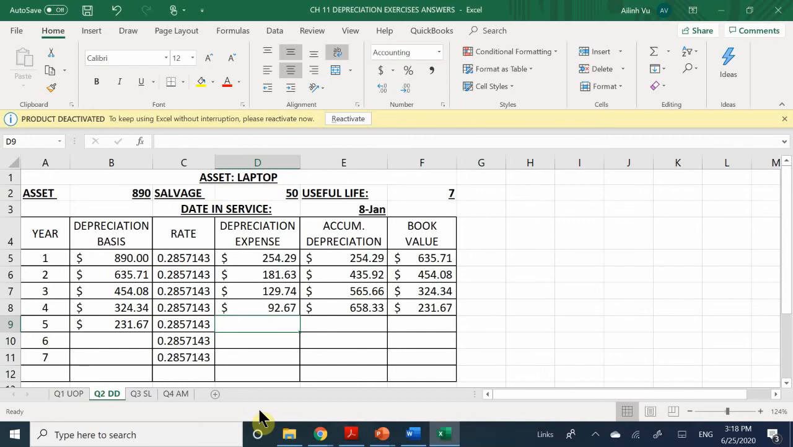2/7. So then that way you don't have to press all the extra numbers. You just do 2 divided by 7, and then you can multiply it by whatever your basis is.